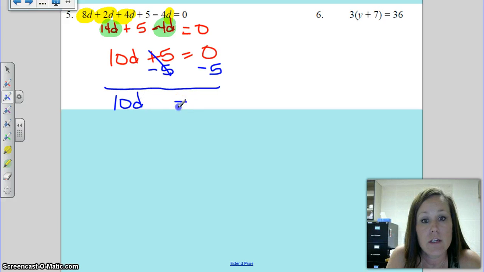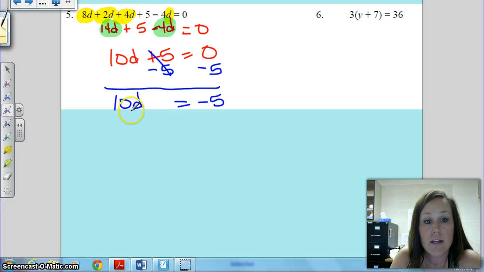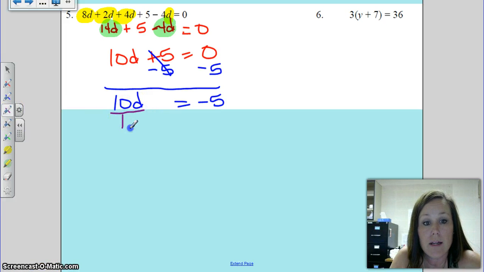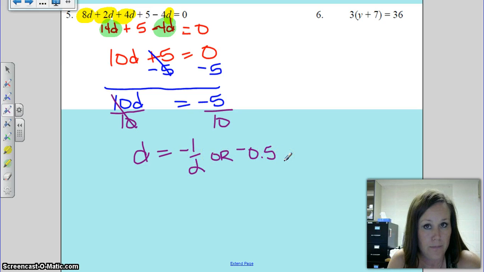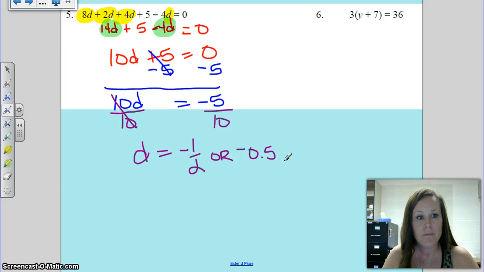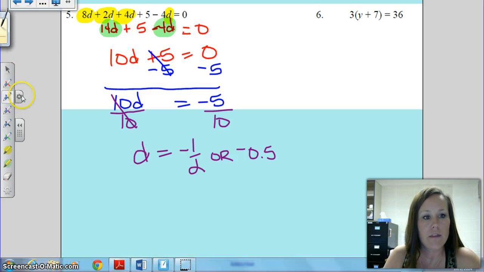10d comes down equals negative 5. Now, I just need to get rid of that 10 off the d. I know it's being multiplied, so I'm going to divide by 10 to undo. D equals negative 1/2 or negative 0.5. Okay, either one works for me. Okay, let's look at the next one.